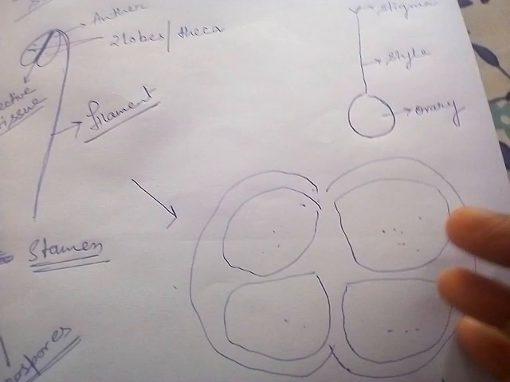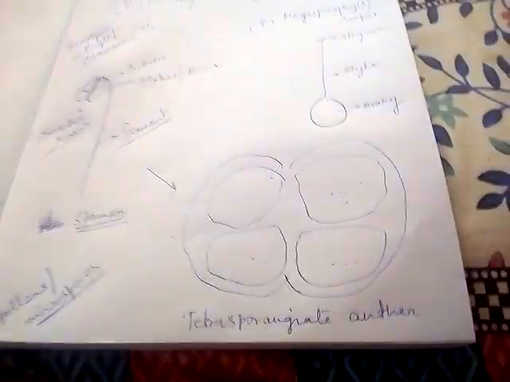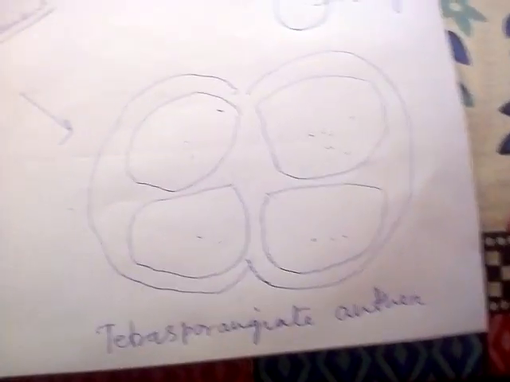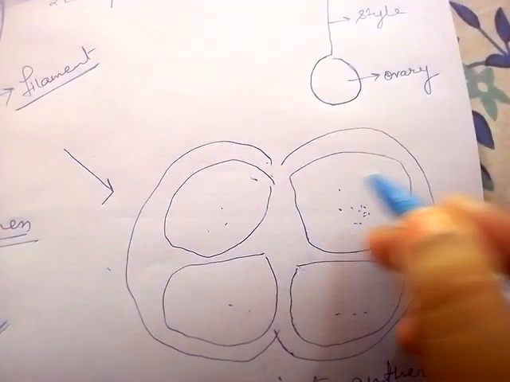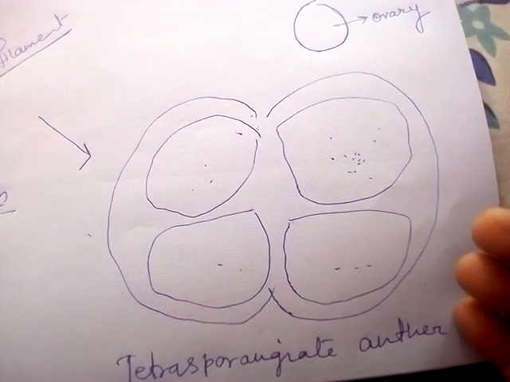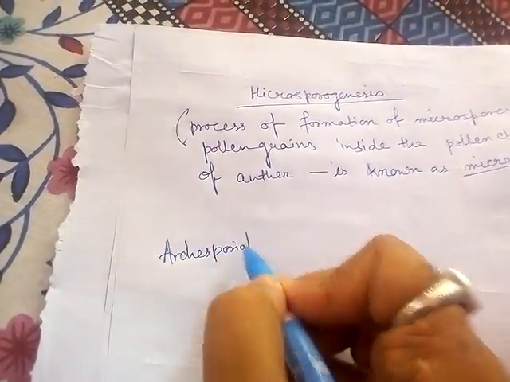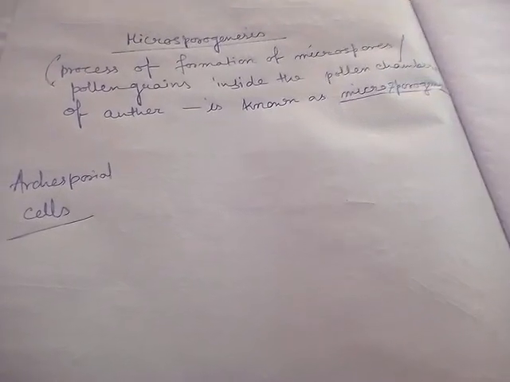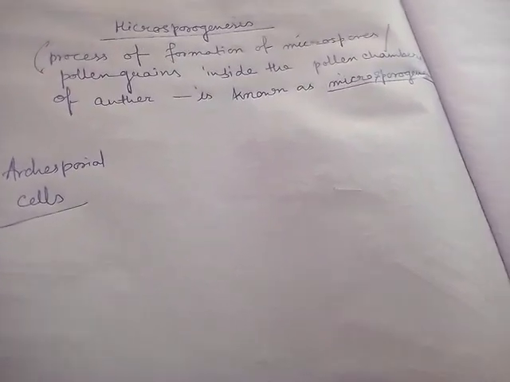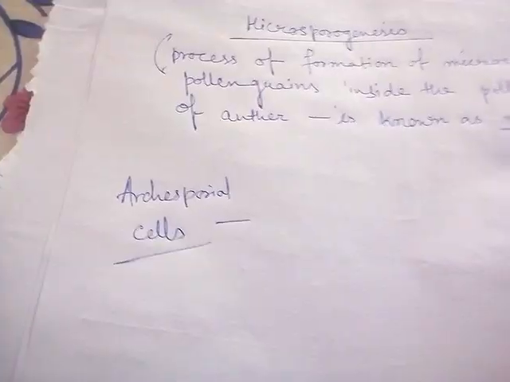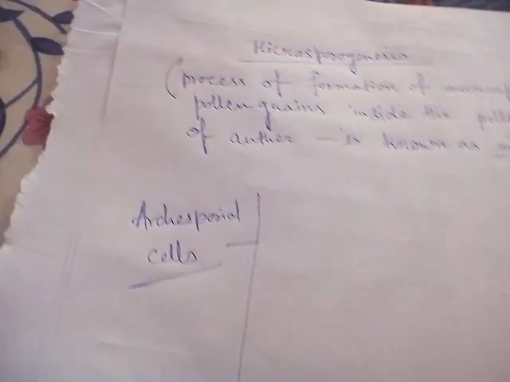So, inside the pollen chamber, some actively dividing parenchymatous cells are present. These actively dividing parenchymatous cells are known as archisporial cells. Clear? Archisporial cells are present within the pollen chambers of anther. And the archisporial cells periclinally divide, forming 2 types of cells.